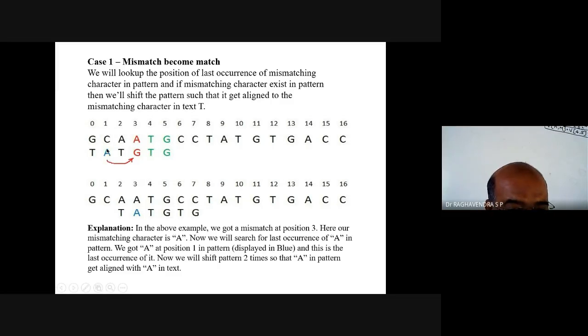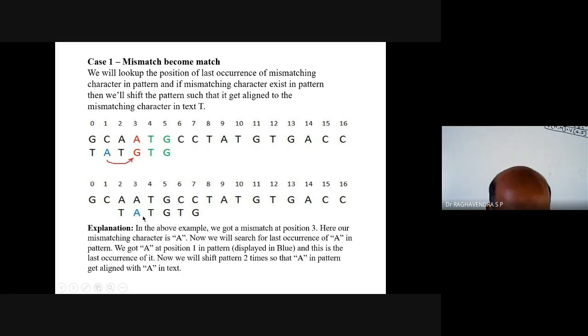Okay, so this A, which is at position 1, has to be shifted to position 3, because in position 3 we have the character A in the text. So that is why this A will be shifted to here. Means if A is shifted here, T will be shifted here, this T will be shifted here, like that. So here you can see, this A will be shifted here.